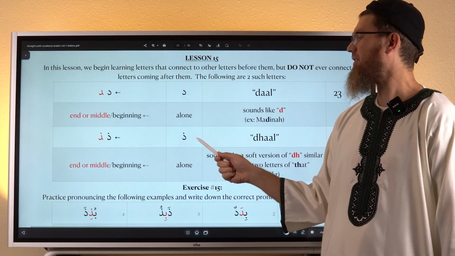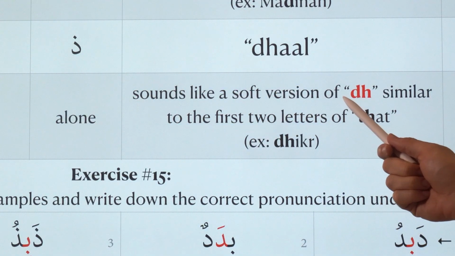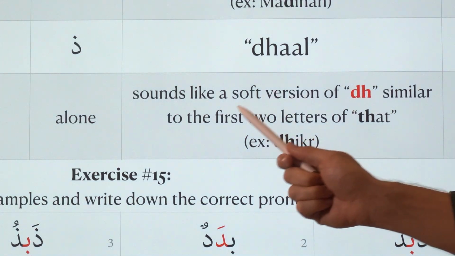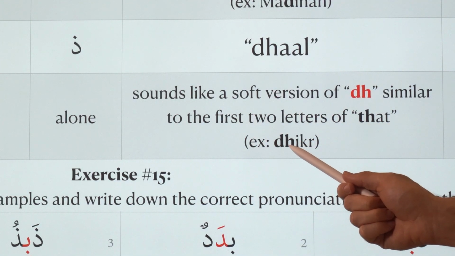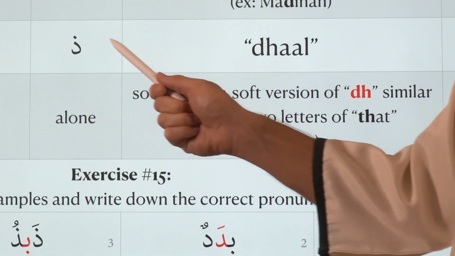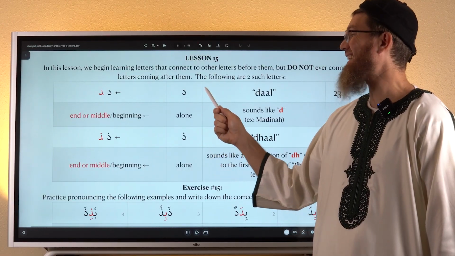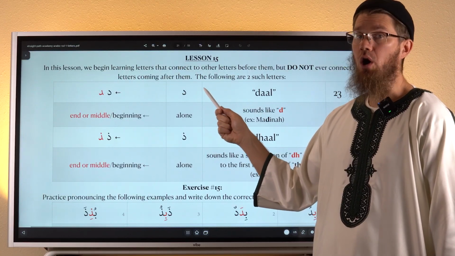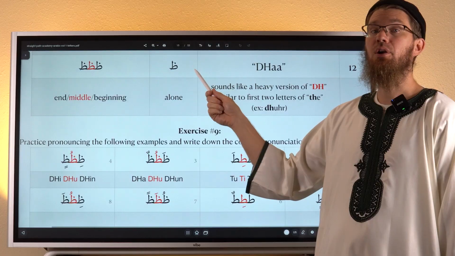And next we have the letter Thal. And the letter Thal sounds like a soft version of DH, similar to the first two letters of that. For example, the Arabic word dhikr begins with the letter Thal. And just like it was important to differentiate the letter Dal from the letter Dad, it's important to differentiate the letter Thal from the letter Tha.